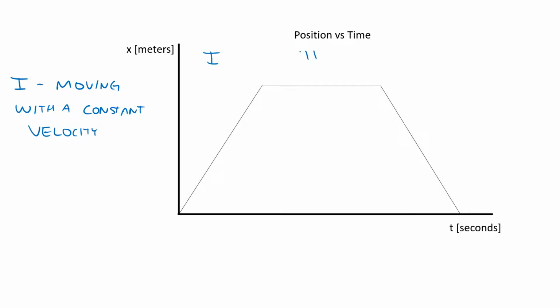Region 2, that's when the object stops a certain distance away from the origin, but time will always continue the same rate. So 0 velocity. And region 3, I haven't even put it in yet. That is when the object is moving towards the origin at a constant velocity.